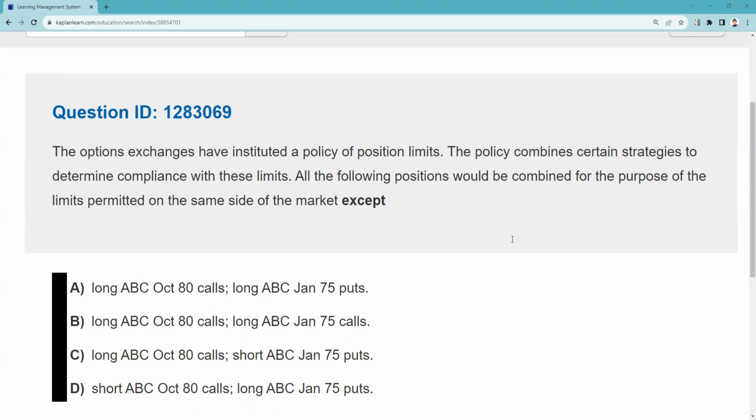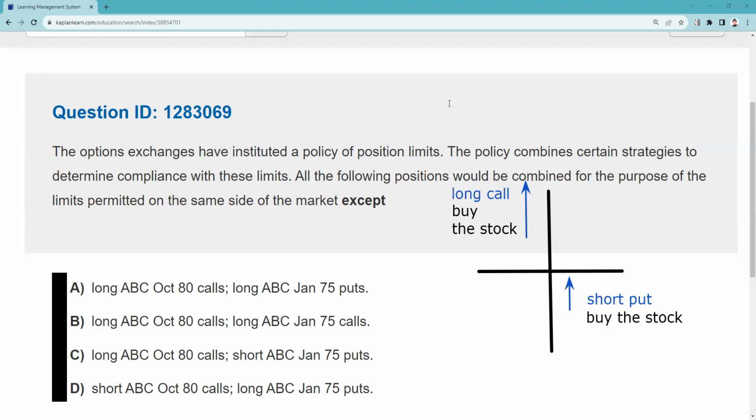The policy combines certain strategies to determine compliance with these limits. All the following positions would be combined for purposes of the limits on the same side of the market. And that is the test issue. What is the same side of the market? So, what I typically do is I use a matrix, the options matrix. Everybody does options differently.